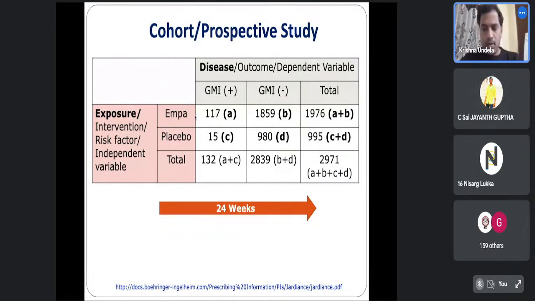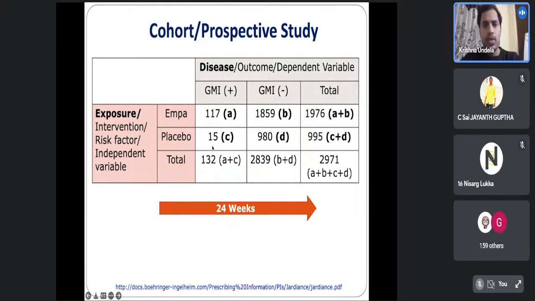5.9 percent got the outcome in the empirical frozen group, and in the placebo group it was 1.5. So now we can clearly understand: 5.9 percent in the empirical frozen group and 1.5 percent in the placebo group. There is a clear difference between these two, where a higher percentage of people got the mycotic infections in the empirical frozen group compared to placebo.